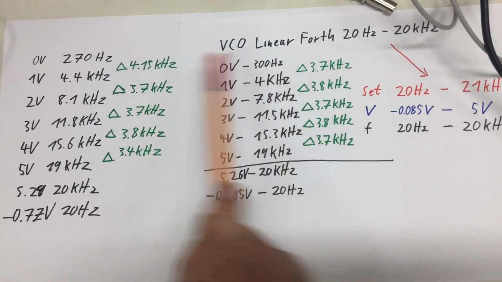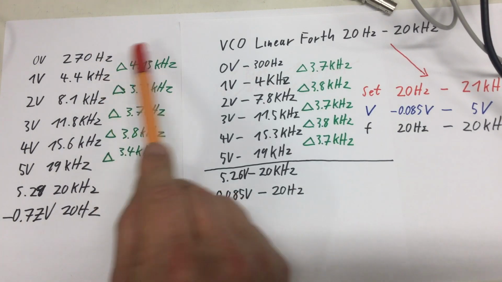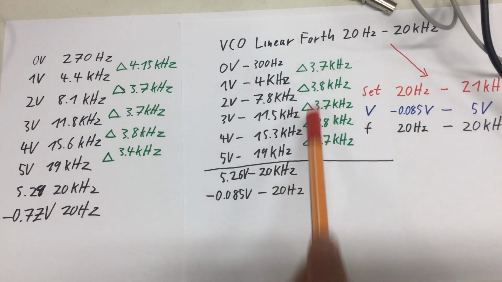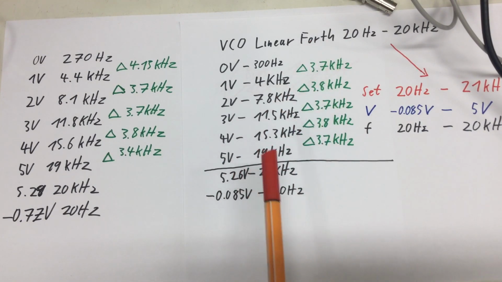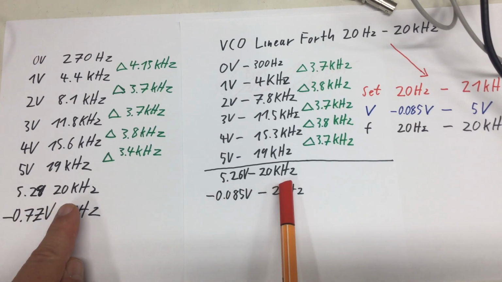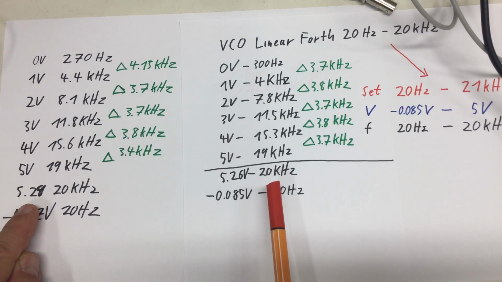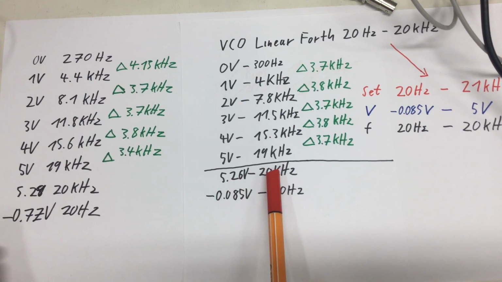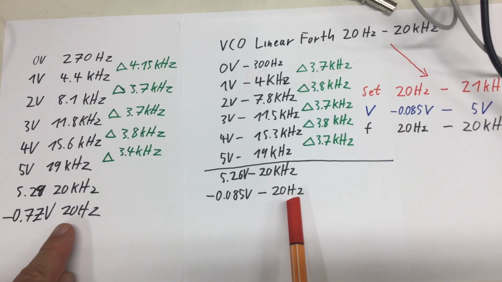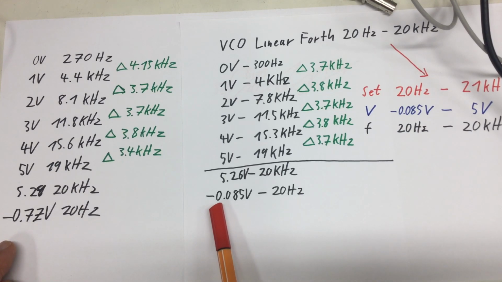The frequency modulation stuff is less linear at the start and the end than the VCO stuff. And interestingly, to get to my 20 kilohertz with ideal settings, I needed to apply here 5.289 volts and here 5.26 volts. To get really down to 20 hertz, I have to apply here minus 0.77 volts and here minus 0.05.